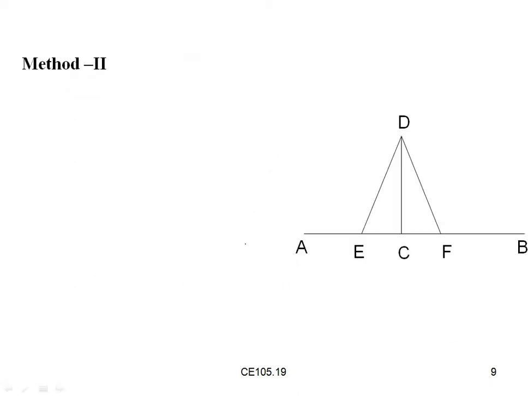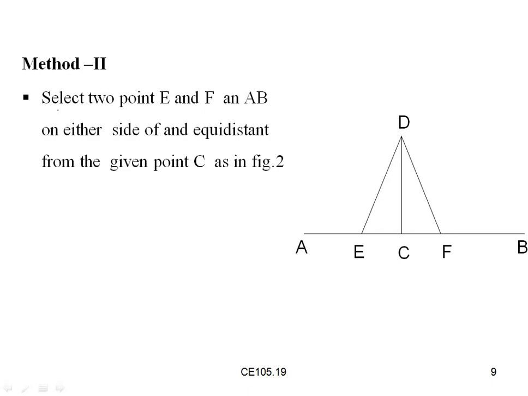So next one, method 2. Select two points E and F on AB, on either side. So here this is E and F. AB is the chain edge line. And here, from the given point C, this is the given point C.